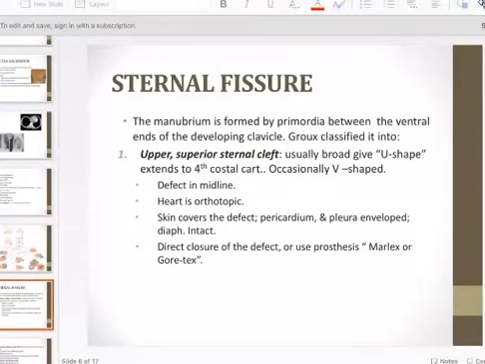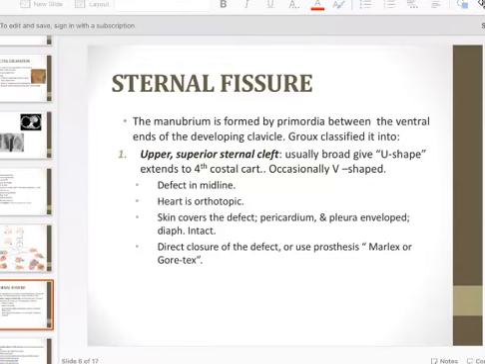Immediately I can do suturing of this defect. If it is a big one, maybe I use a prosthetic Marlex or Gore-Tex graft to close that defect in the upper part.